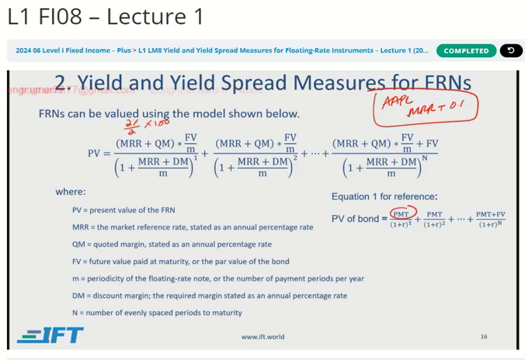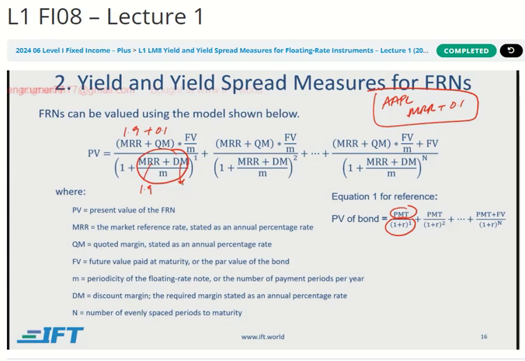Now, let's talk about the denominator, the 1 plus R. So this is R. How? Well, it's going to be that MRR of 1.9 plus the 0.1. But here, instead of adding the 0.1, we are going to add to the MRR whatever is the discount margin, which depends on the credit rating.